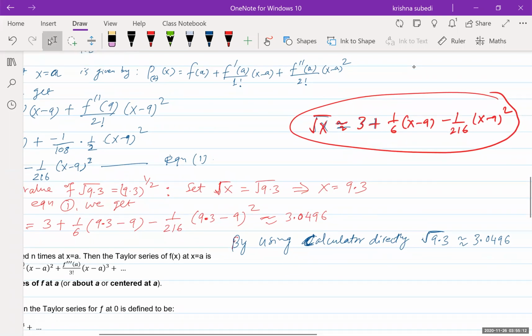All right, so using the calculator directly, that is what we got. Square root of 9.3 is approximately the same thing, 3.0496. So it means square root x can be written as a polynomial in this form: 3 plus 1/6 (x minus 9) minus 1/216 (x minus 9) squared.